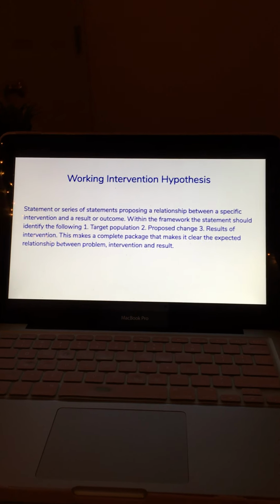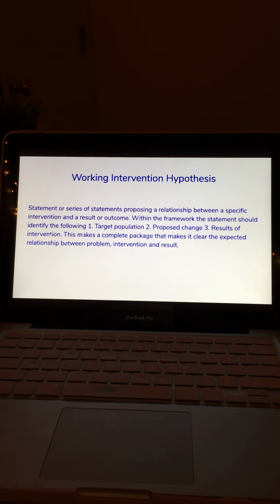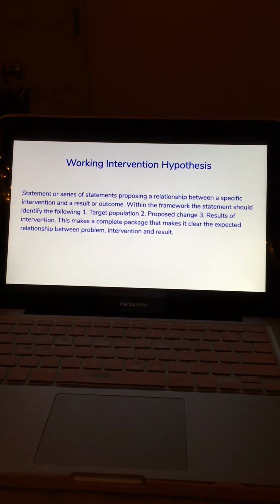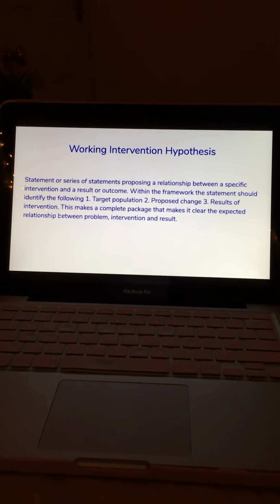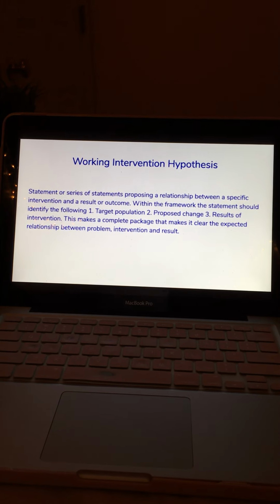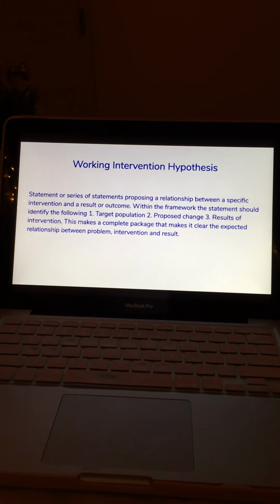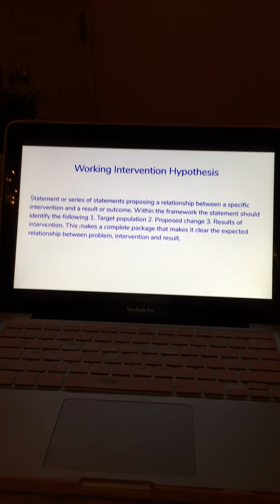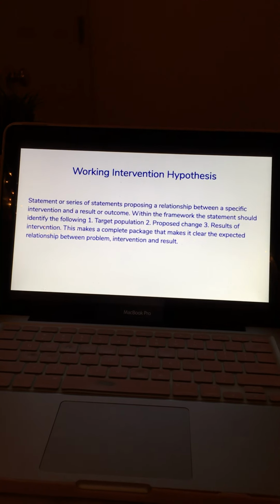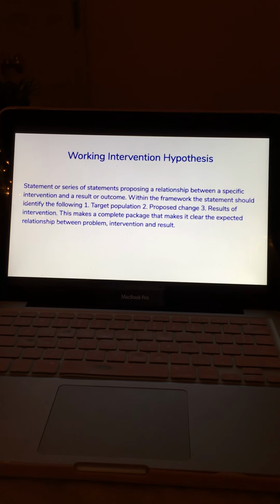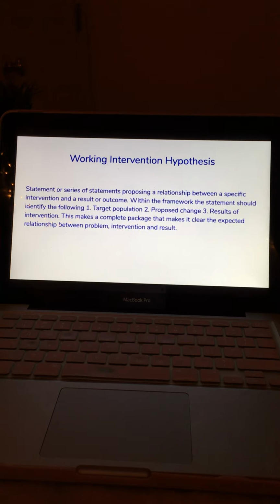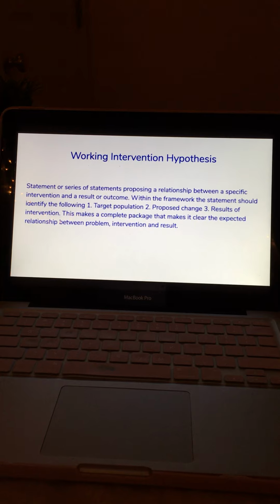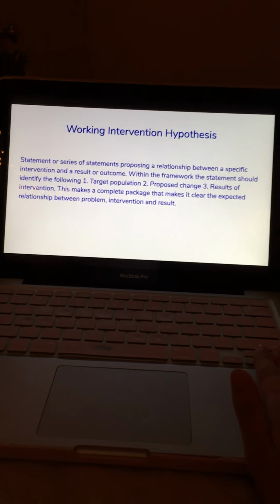The working intervention hypothesis is the next definition. This is a statement or series of statements proposing a relationship between a specific intervention and a result or outcome. Within the framework, the statement should identify the target population, so who it is affecting, the proposed change, how it's going to change, and the results of the intervention. Figuring out what the intervention is, we'll see the results of what needs to be changed. This makes a complete package that makes clear the expected relationship between problem, intervention, and result.